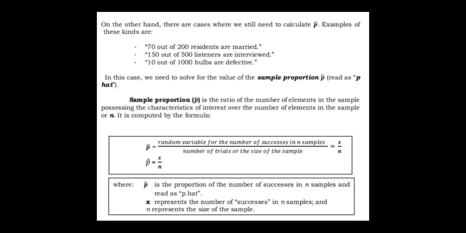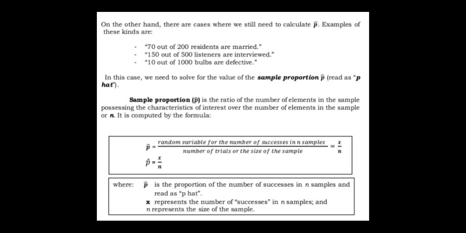On the other hand, there are cases where we will need to calculate p-hat. Examples of these kinds are: 70 out of 200 residents are married, 150 out of 500 listeners are interviewed, 10 out of 1,000 bulbs are defective. In this case, we need to solve for the value of the sample proportion, read as p-hat.